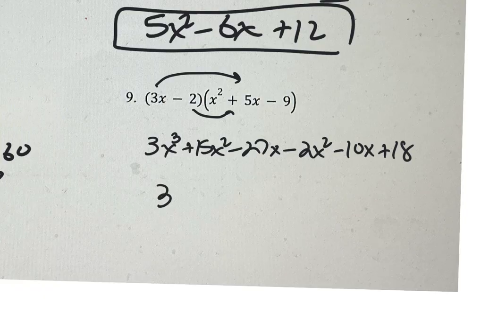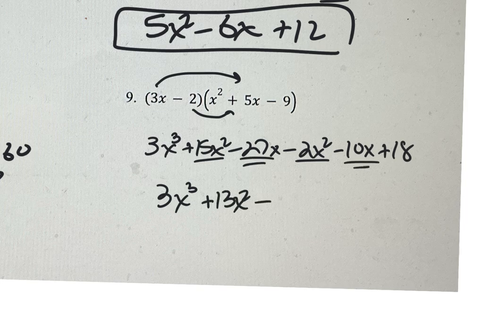And then add what I can. Nothing to combine the x cubed with. I got an x squared there and x squared there. That's 13x squared. There are my x's, negative 27, negative 10. That's negative 37x. And I got the plus 18 sitting out there at the end.